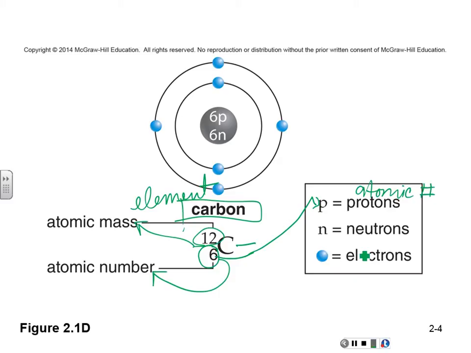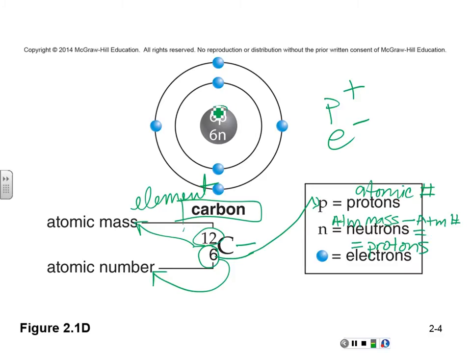Electrons are usually equal to protons. So if you have 6 positive things, you're probably going to have 6 negative to balance out this atom. And there are exceptions to this. I'm being very general. Neutrons, you take your atomic mass and you subtract your atomic number, and that gives you neutrons.